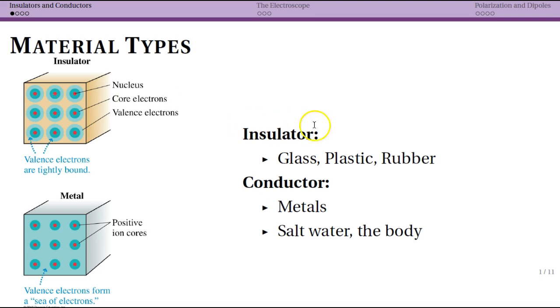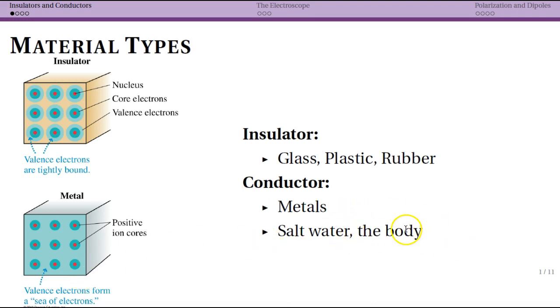So when we think about insulators, a lot of insulators include glass, plastic, and rubber. Wood also would be, in general, an insulator. When we think about conductors, we're normally thinking about metals, which is why the focus here is on metals. But a second type of conductor would be something like salt water, so a solution with ions in it.